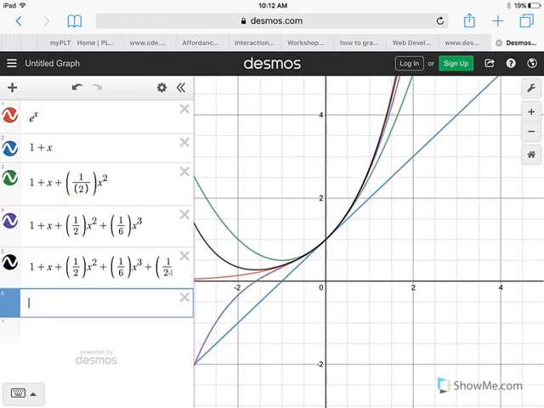And you can also see a fourth degree Taylor polynomial or Maclaurin polynomial approximation for f of x is equal to e to the x centered at 0, and that's shown in black. And of course, the higher the degree, the better the approximation, and this is the best of them.